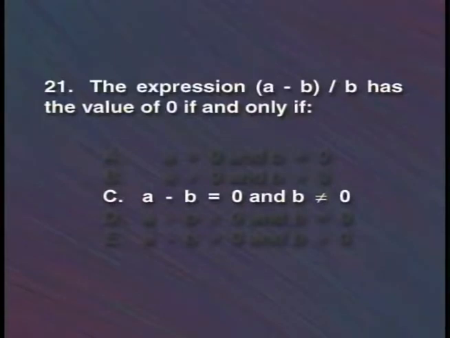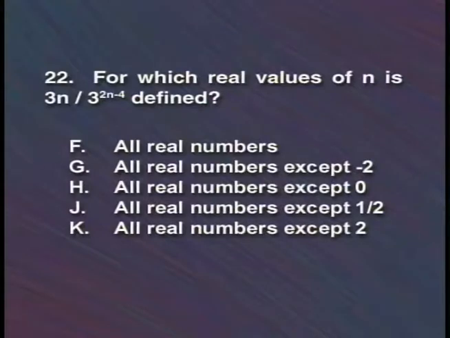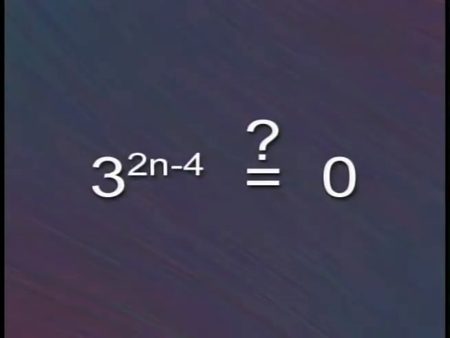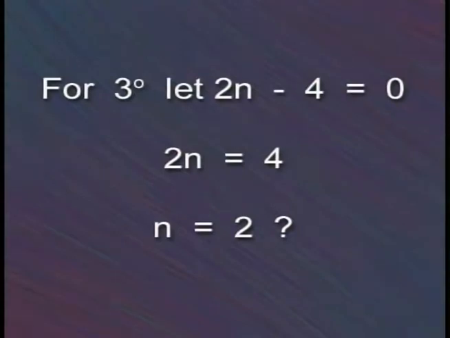Problem 22. For which real values of n is 3n divided by 3 to the power 2n minus 4 defined? Expressions are undefined only when division by 0 is attempted. In this problem, the expression would be defined for all numbers except those that make the value of the denominator 0. Is the expression 3 to the power 2n minus 4 equal to 0 for any numbers? In other words, can we raise 3 to any power and get the value of 0?